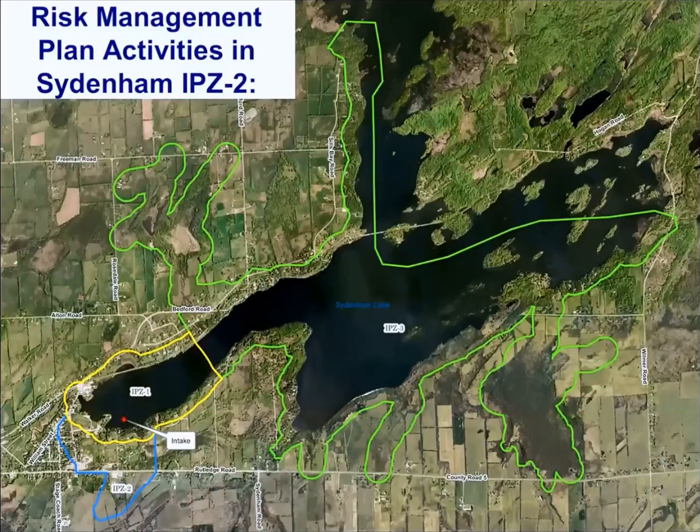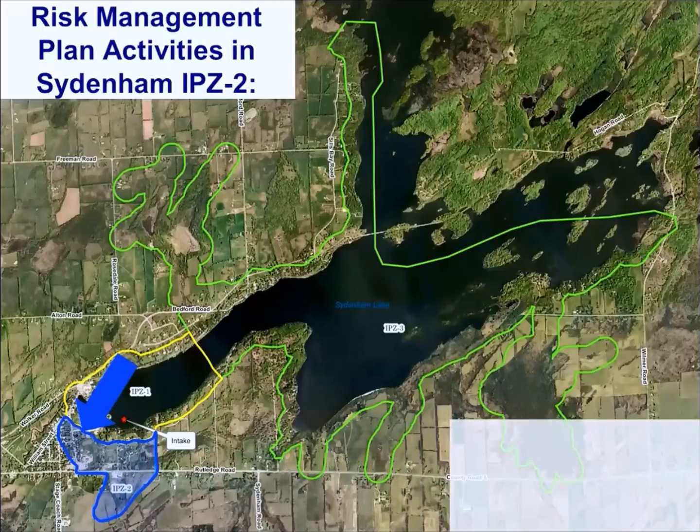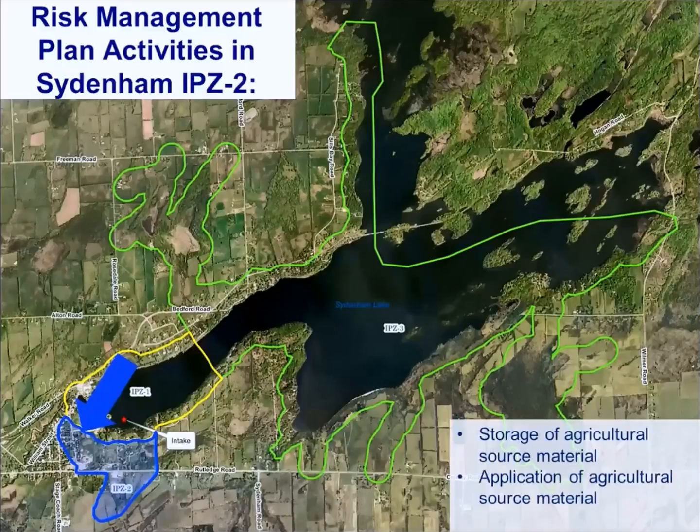In Sydenham Intake Protection Zone 2, certain activities require the establishment of a risk management plan. Intake Protection Zone 2 is indicated by the blue arrow and is highlighted on this slide. Policy 7.3.1 in the Cataraqui Source Protection Plan requires risk management plans for the following activities in Sydenham Intake Protection Zone 2: the storage of agricultural source material, the application of agricultural source material to land, the use of land as livestock grazing or pasturing, an outdoor confinement area, or farm animal yard. The required minimum risk management plan content should be consistent with existing regulations and agricultural best management practices, and recognize existing good management practices.